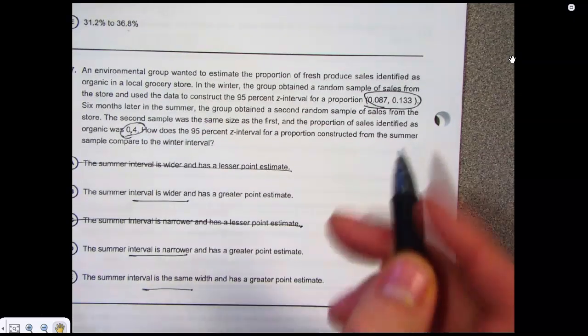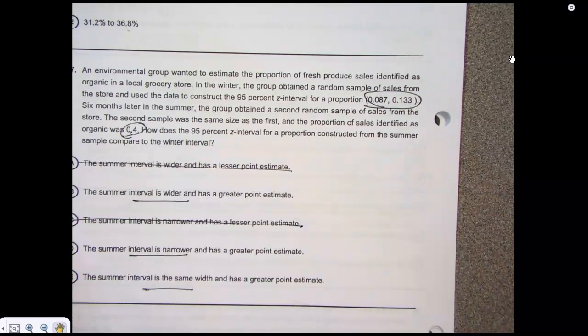Remember that the point estimate goes in your margin of error calculation. If my point estimate is 0.4, don't I also put 0.4 there? And then the opposite of it goes there. So do 0.4 times 0.6. Don't need a calculator for that. That's 4 times 6. What's 0.4 times 0.6? 0.24.